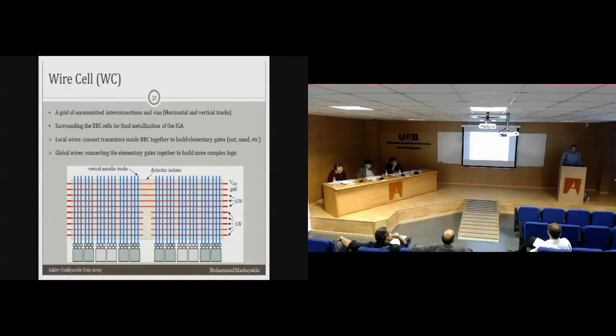The wire cell is made of two types of wires, local wires and global wires. Local wires are inside the BBC, the basic bulk cell, and they are aimed to build the elementary gates inside the BBC, like inverters, NANDs and so on. And global wires are used for connecting the elementary gates together, connecting those BBCs together, or connecting the BBCs and already built logics to I/O paths.